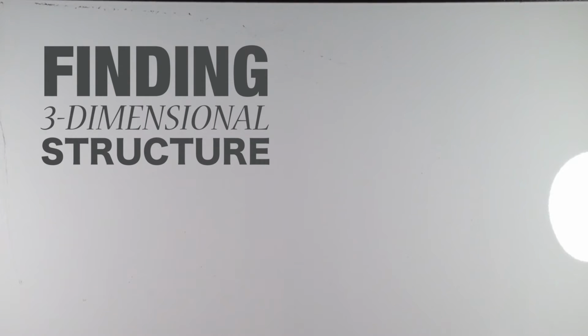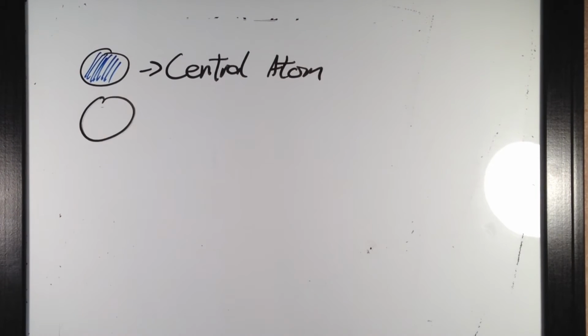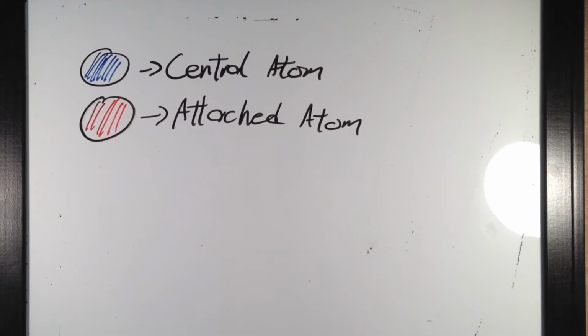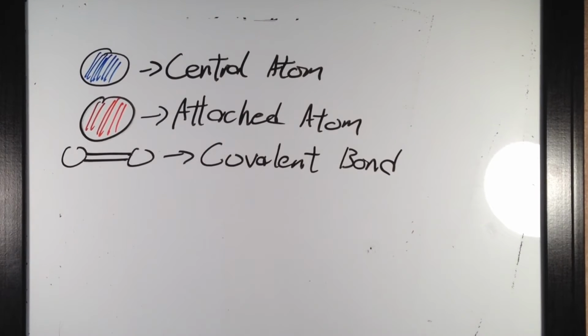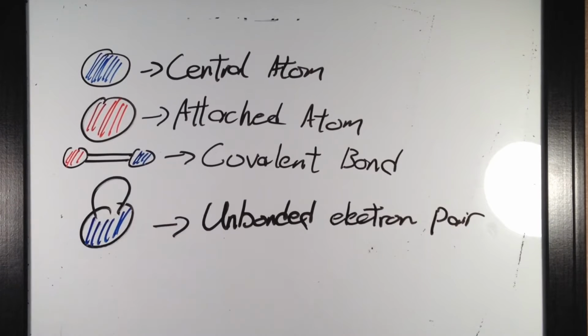In the following diagrams, the blue atom will represent the central atom, the red atom will be attached atoms, parallel lines will represent covalent bonds, and the green dumbbells will be unbonded electron pairs. Remember that all molecules want to be in equilibrium, and thus want the lowest repulsive forces between their atoms.